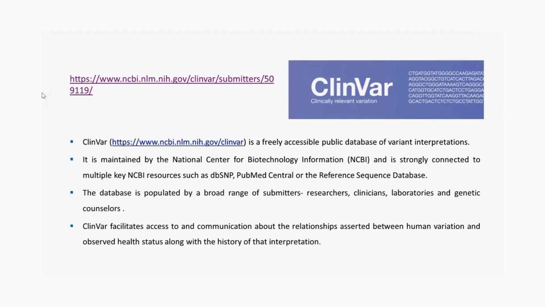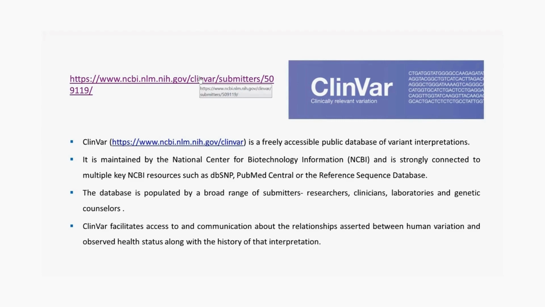It is the largest freely accessible public database for variant interpretation. It is in collaboration with dbSNP, PubMed Central or RefSeq databases. This database provides information about the variants, their associated disease and interpretation history. In this database, any researcher, clinician or genetic counselor can submit the variants which they have found in their research, and anyone can access those variants and their interpretation criteria.